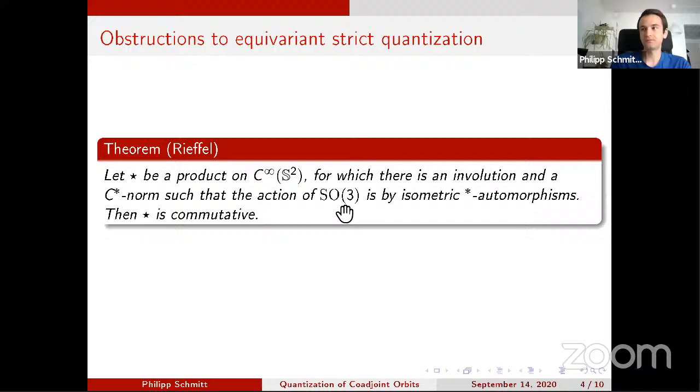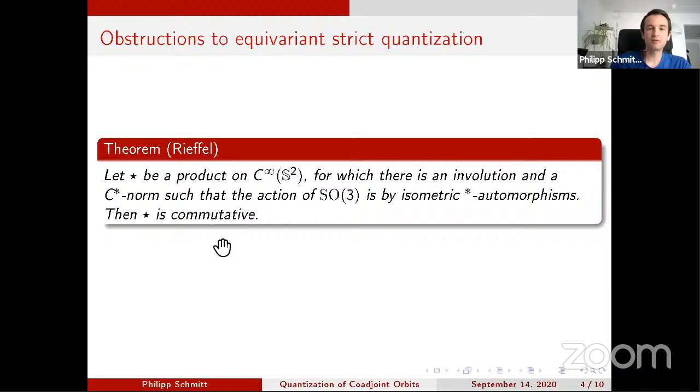So here is the statement of the theorem. Basically, if we take the smooth functions on the two sphere, and we consider a new product that is non-commutative, such that for this product there is some star involution and some norm, such that the completion with respect to that norm becomes a C-star algebra. And if you also assume that the rotations, the special orthogonal group, act on the two-sphere as usual by rotations and then on the smooth functions by pullback, and that this action is isometric and a star automorphism, so nicely compatible with this product and this involution, then it turns out that this product is automatically commutative.